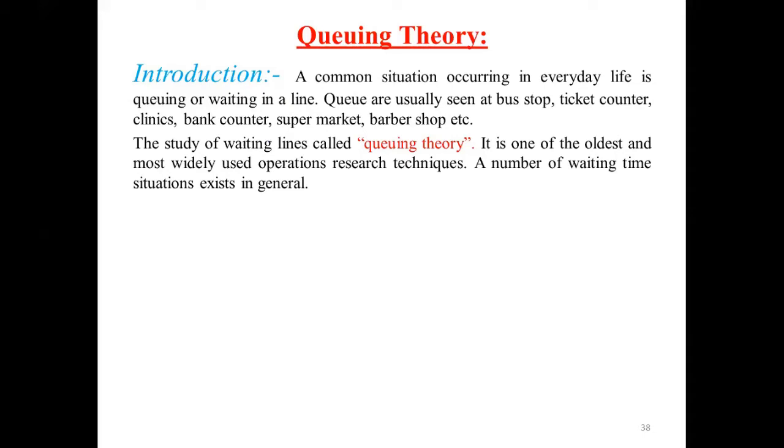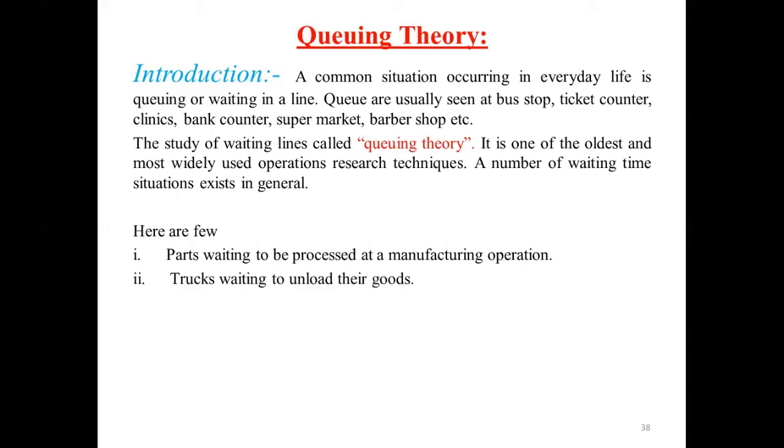A number of waiting time situations exist in general. Here are a few with respect to production. That is, parts waiting to be processed at a manufacturing operation, in case of a flexible manufacturing system or an automated manufacturing system, where the parts are waiting in a queue for manufacturing operation. Trucks waiting to unload their goods. That is, in the warehouse, the trucks are waiting in a queue to unload their goods.